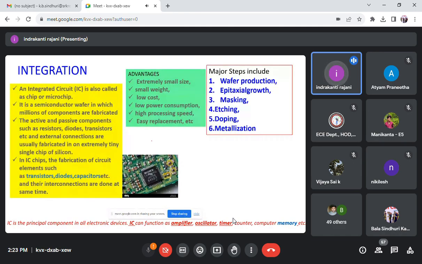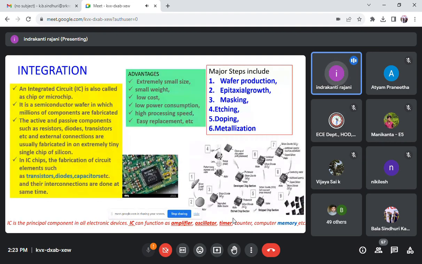There are several major steps included to make this kind of integrated circuit. I have given the major steps here. First, you are taking a silicon, for example a silicon wafer or silicon chip. You take a silicon crystal. The silicon crystal cannot be directly used to make this kind of integrated circuit. First of all, you have to process it.